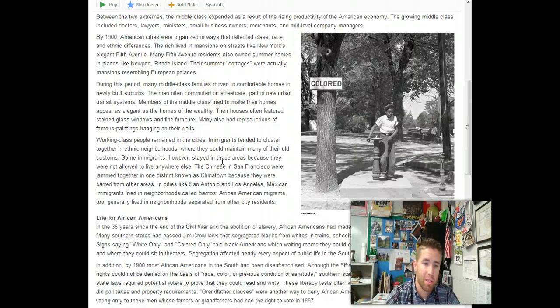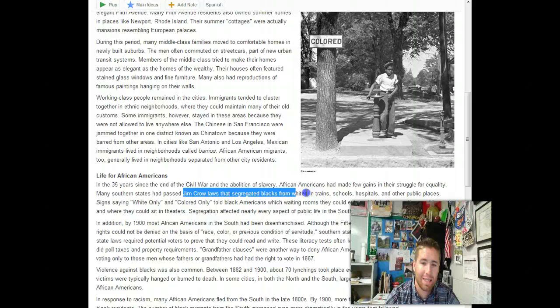They called them the Jim Crow laws. Jim Crow laws segregated blacks and whites in all sorts of places, whether it's schools, trains, eating facilities. If you remember Rosa Parks, one of the reasons she got in trouble is because she sat where she was not supposed to sit as a colored woman.